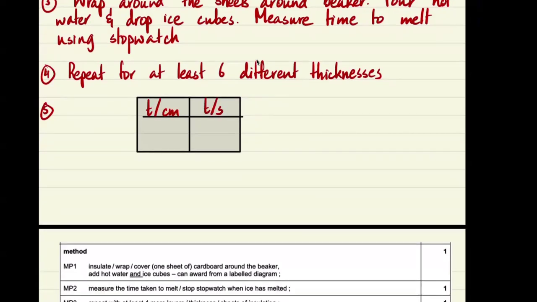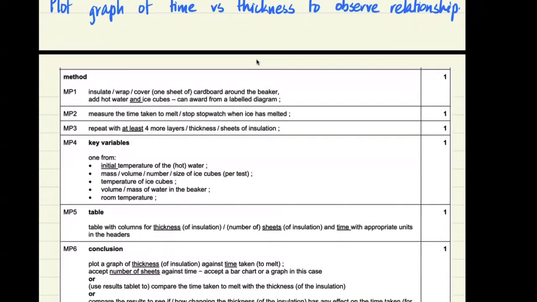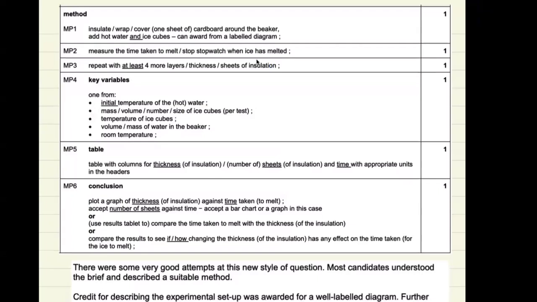And then you just say this, that the last point, which is plot graph of time versus thickness to observe relationship. So that was this question. Again, you can see that the method more or less is exactly what we've written.